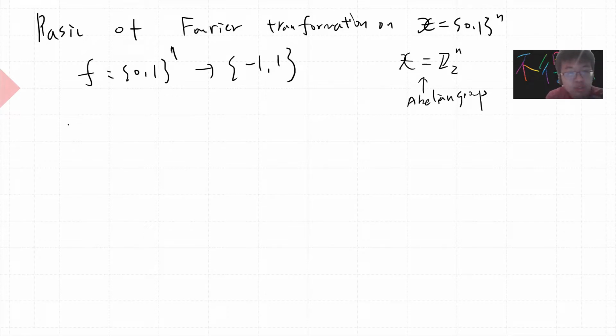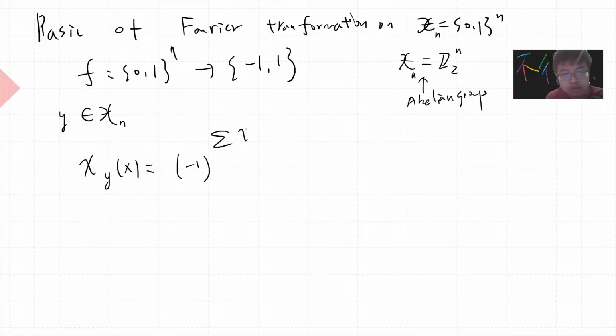Okay, and it's very natural to consider, for every y, let's say you take y to be y1 through yn, and x is x1 through xn, and I can define another function called chi of y of x, defined to be minus 1 to the summation of xi yi from 1 to n, for every x in {0,1}^n. I hope this definition is understandable, right? Somebody gives you an n-bit vector, and you take the inner product with another n-bit vector, and you call this a character function.